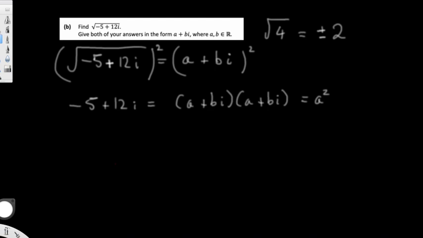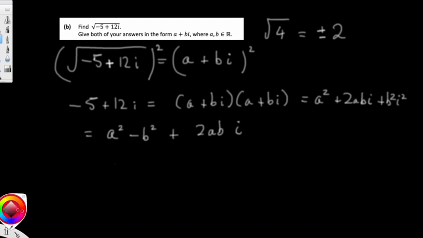well, a squared plus 2abi plus b squared i squared, which is the same as a squared. And then this b squared i squared, well, the i squared becomes minus 1, so this becomes minus b squared, and then it's 2ab times i.